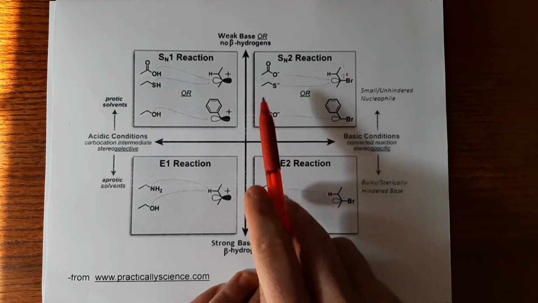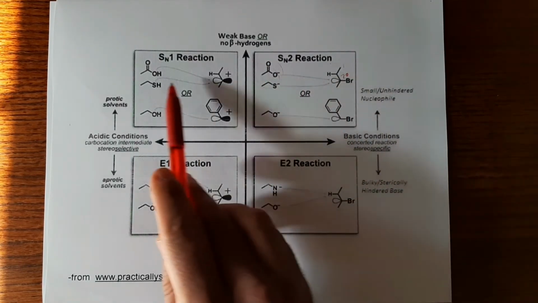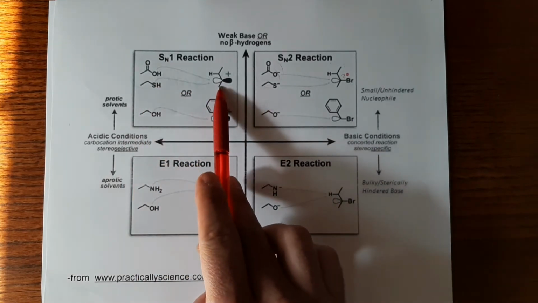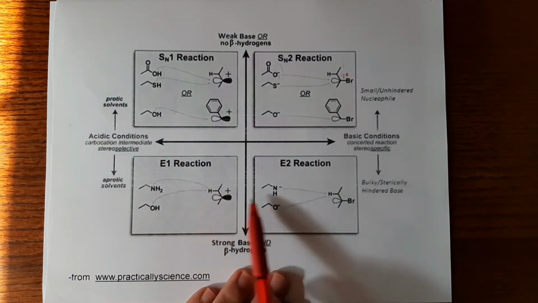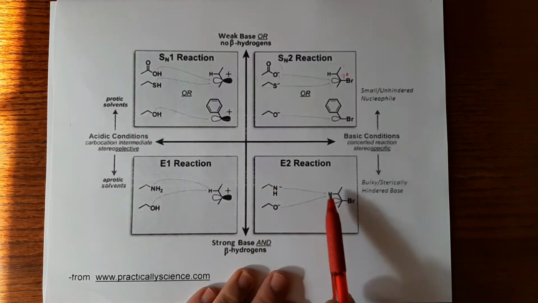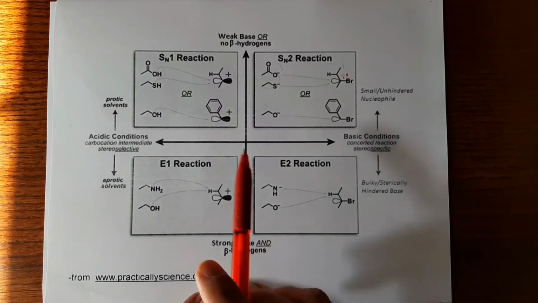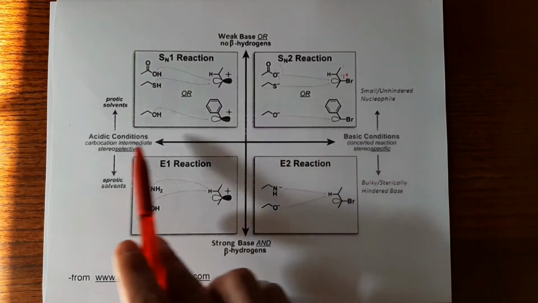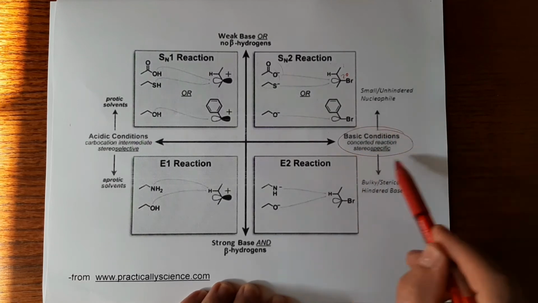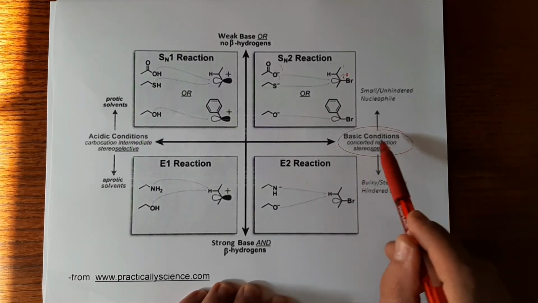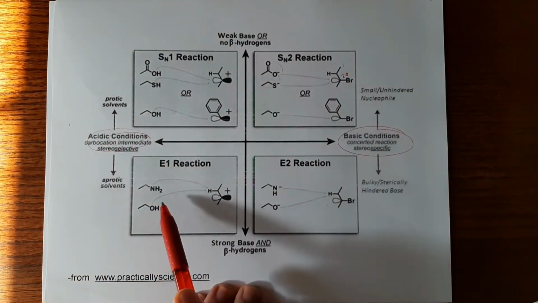So then it tells you that if you have these bases attacking, you're likely to be SN2. If you have these bases attacking, you're likely to be SN1. These bases attacking are likely to do E1, where these bases attacking are likely to be E2. These are the stronger versus weaker base versions. And that's what it's really telling you on this major axis, that basic conditions, stronger basic conditions, will give you SN2 or E2. Acidic conditions will give you SN1 or E1.